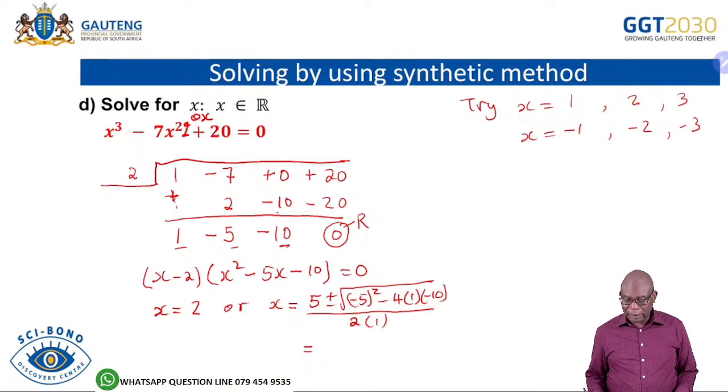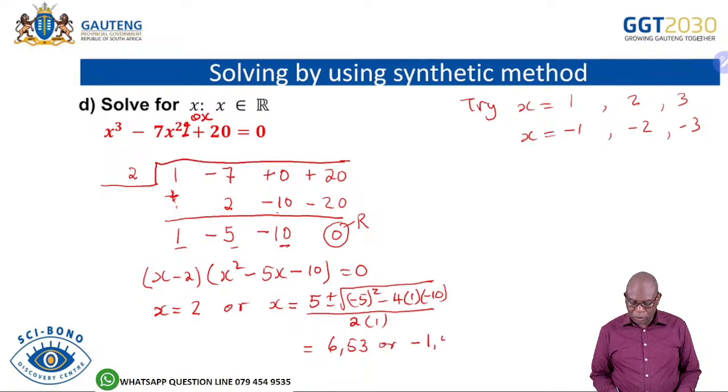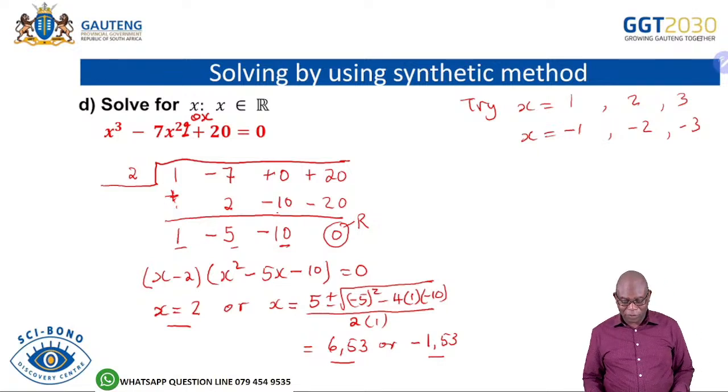So the final answer, using my calculator, I think that will be 25 plus 40. So that will be 65, so 5 plus the square root of 65, then all divided by 2. And then from there the answer will be 6.53. Or the other answer will be negative 1.53. These are the 3 answers that I'm having, and I can now plot my graph, the x values of the graph.